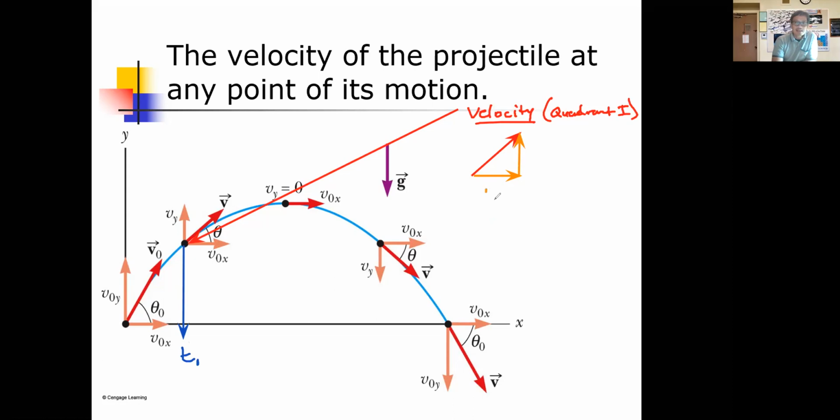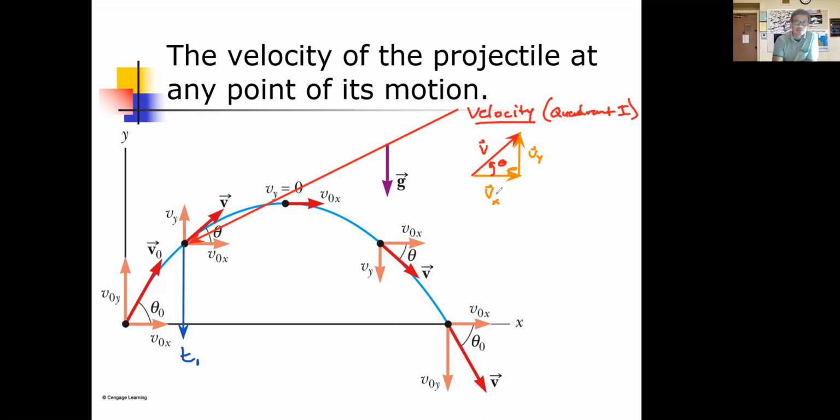If we know the x component at time t here, and if we know the y component at time t there, because they form a right triangle, we should be able to use the Pythagorean theorem to find this velocity right here. This is the unknown velocity. That is, what is this velocity at time t equal to t1? And furthermore, we should be able to describe the angle, the trajectory angle of the velocity at that point.